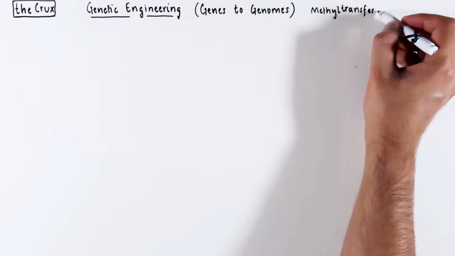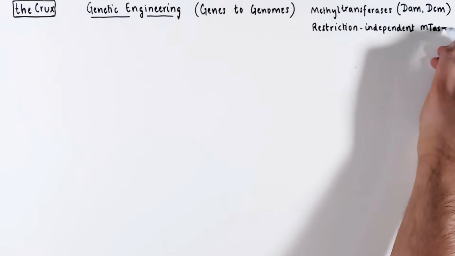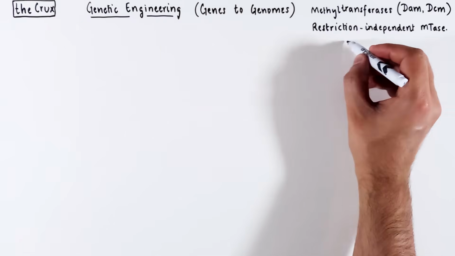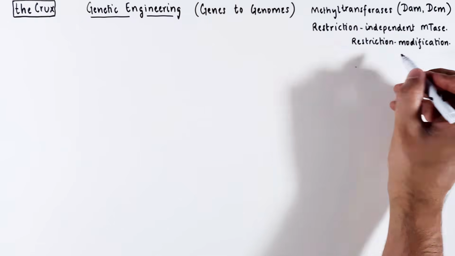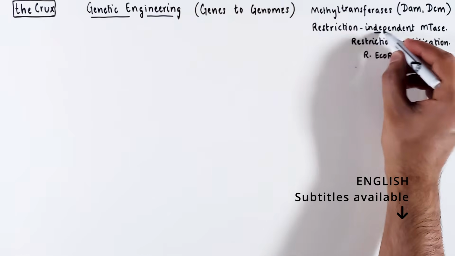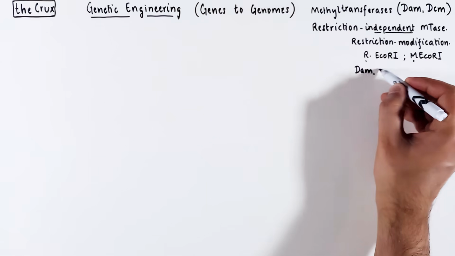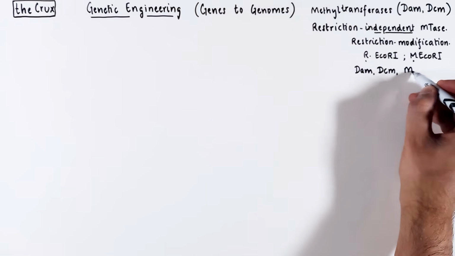There's a category of methyltransferases that is independent of the restriction modification system we discussed in the previous video, where each restriction enzyme had a methyltransferase partner enzyme. These are the so-called restriction-independent methylases. The independent methylases we will discuss in this video are called Dam and Dcm.